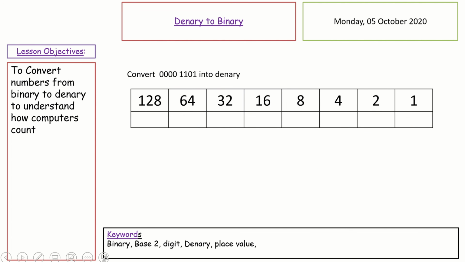Now what I want you to do now is pause the video and try and work this one out yourself. I'm going to let you just pause it and try and work it out.